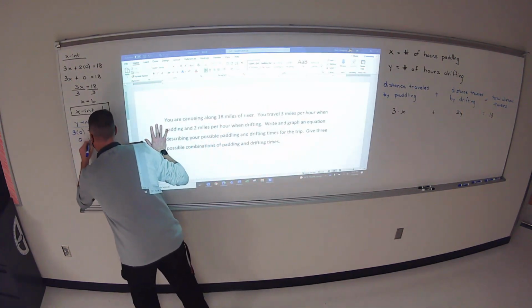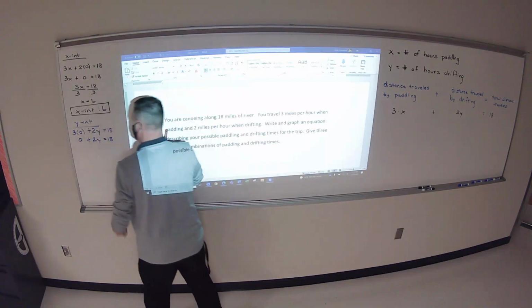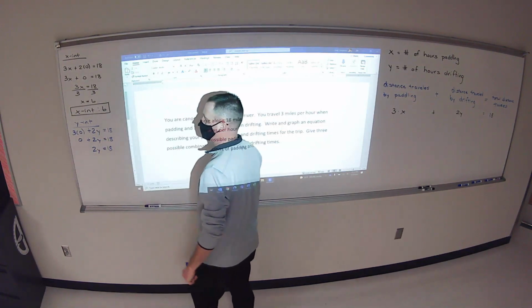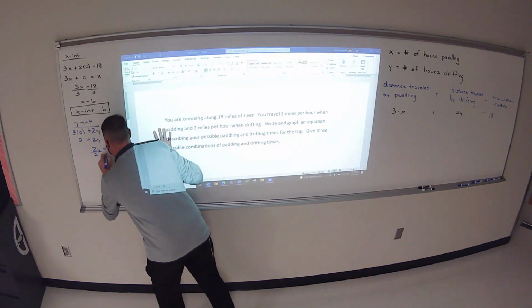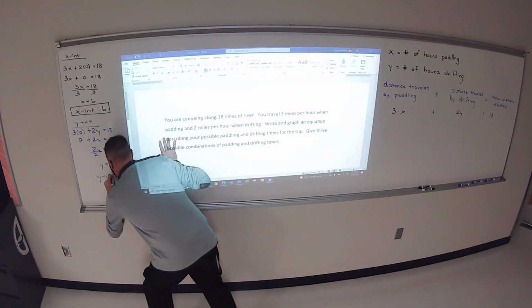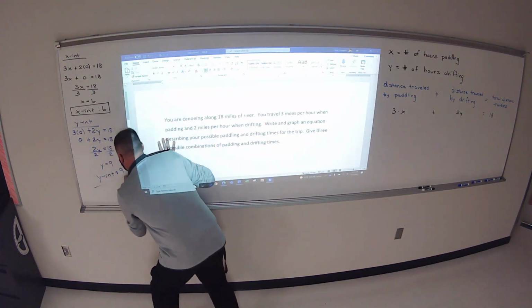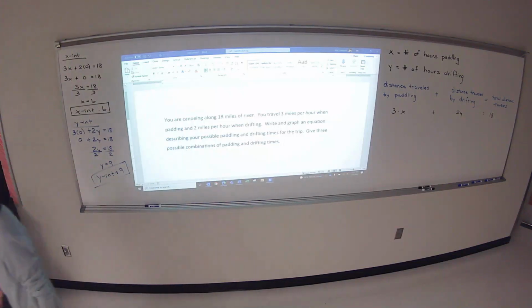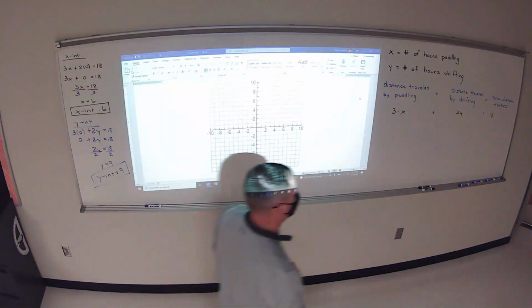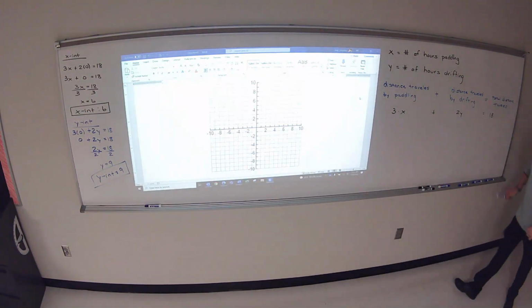3 times 0 is 0, plus 2y equals 18. 0 plus 2y is 2y. So 2y equals 18. And if I divide each side here by 2, then y should be equal to 9. That tells me that our y-intercept is 9. Yep. One of the things that comes up a lot is people saying y equals 9 and leaving it like that. That's not the same as saying the y-intercept is 9. There we go. All right, so now we should be able to use these two and graph them.